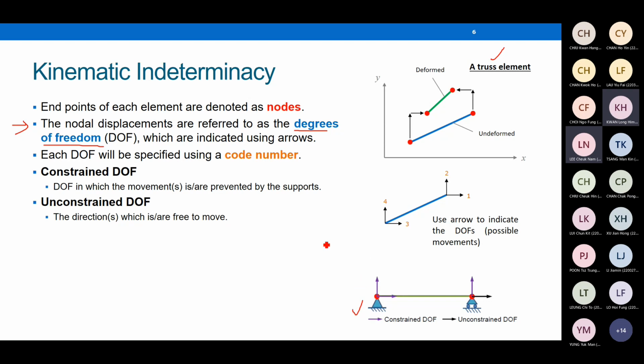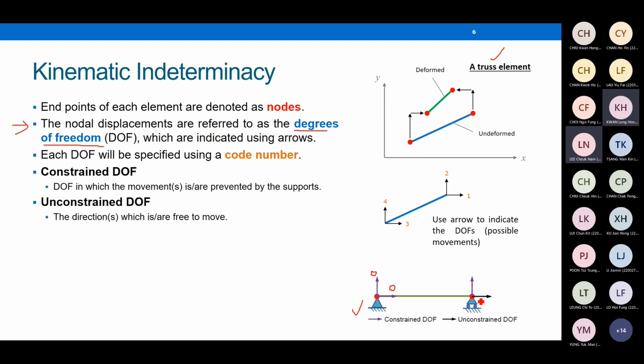That's why I mentioned in the introduction section, you have to understand the support condition clearly. For this one, pin support prevents all possible movements. Pin support prevents all translational movements. They cannot move horizontally. They cannot move vertically at this point. If the movement is restricted by the support, then we give it a term called constrained degrees of freedom. Constrained degrees of freedom means the movement is prevented by the support, and the value is equal to 0 right here.